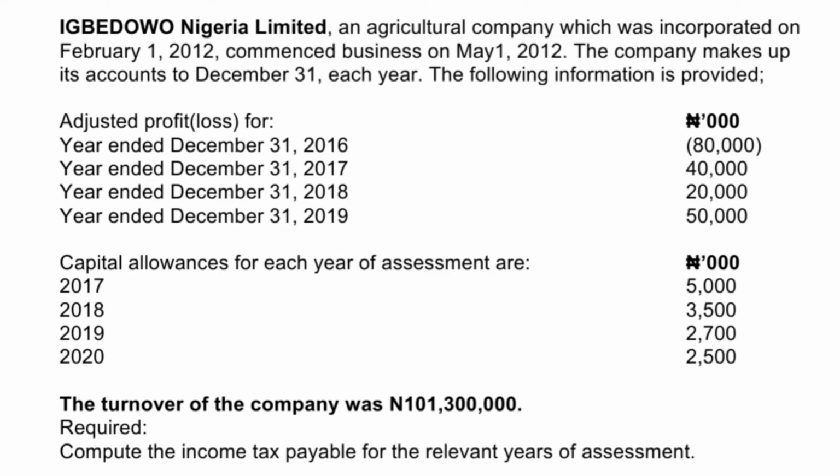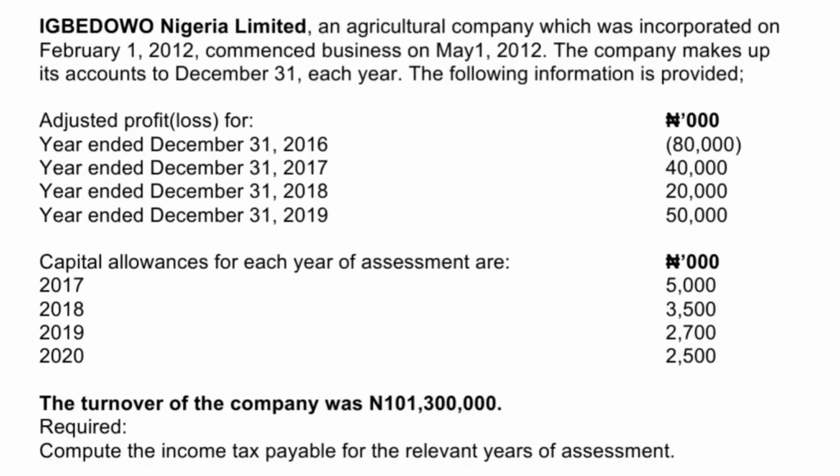Okay, so they gave you the adjusted profits for the years ended 31st December 2016, 2017, 2018 and 2019. You can see that in 2016 a loss of 80,000 was made, but in subsequent years they made profit. Then the capital allowances for each year of assessment are given: 2017, 2018, 2019, 2020. See, 2017 year of assessment means 2016 accounting year. Sure, you guys understand that preceding year stuff, right?